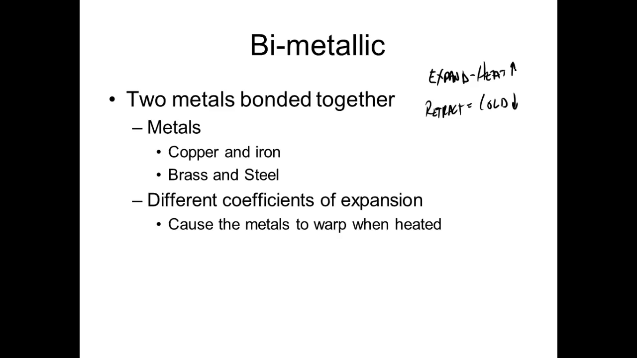So aluminum has a high coefficient of expansion. So we gotta be real careful with aluminum. When we do aluminum wire, we got to make sure we tighten everything down really well, right? Because it expands and contracts so much that it could actually work itself loose. Copper doesn't expand as much. Copper's got a lower coefficient of expansion. Aluminum's got a high coefficient of expansion.